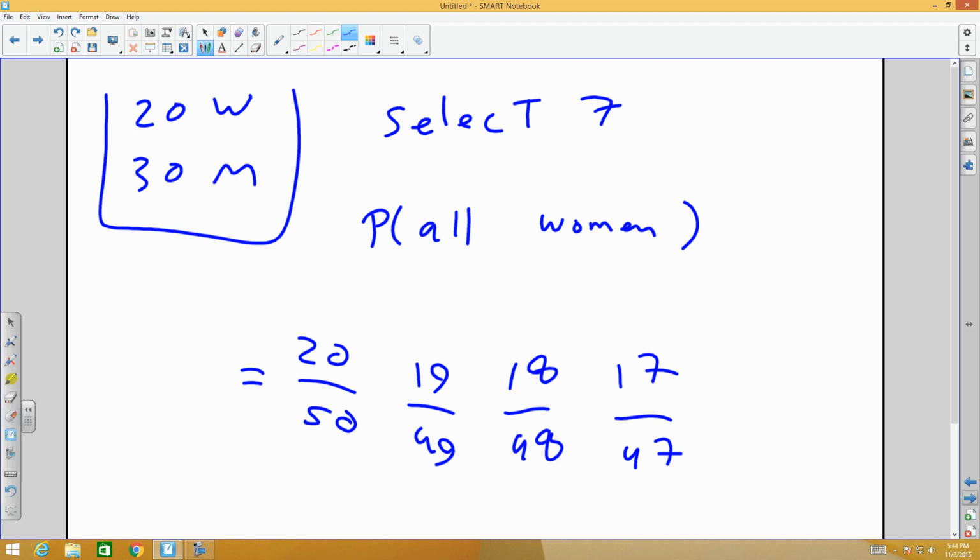How many of these? 7. It takes you a lot of time to do that, right? And then you multiply them. This is the multiplication rule. These are the probabilities on the branch that give you the outcome. So that's 16 over, how many? 1, 2, 3, 4, 5.